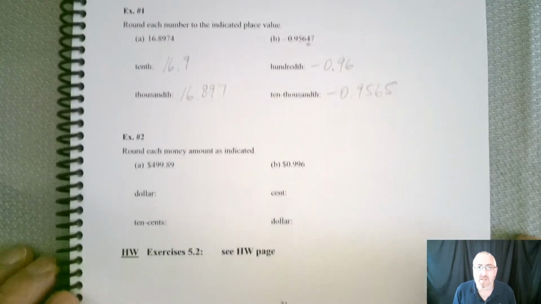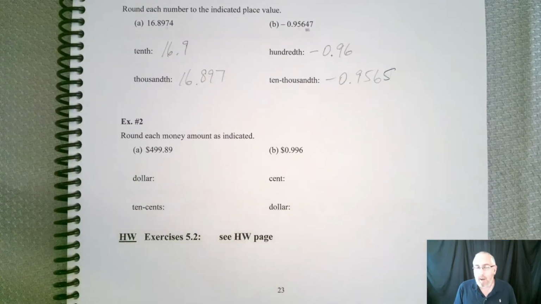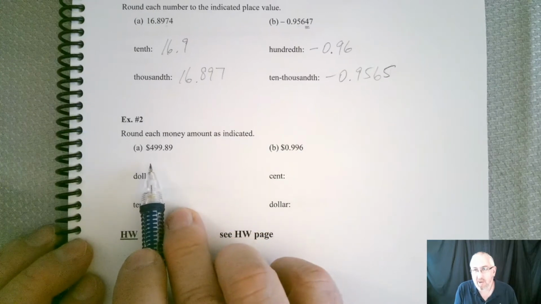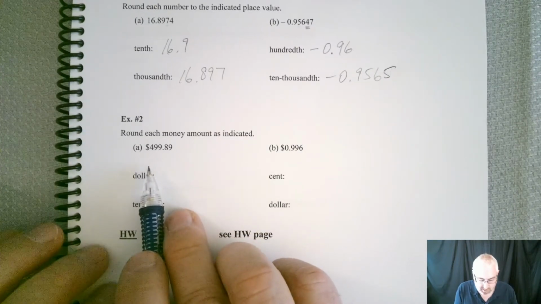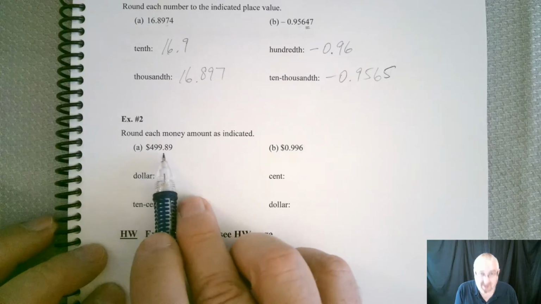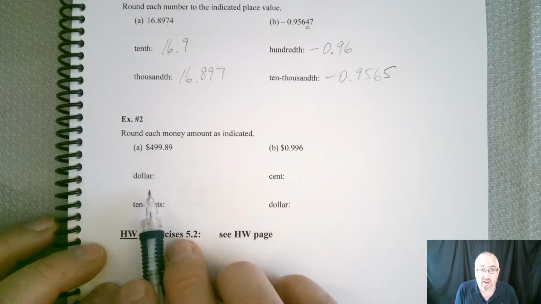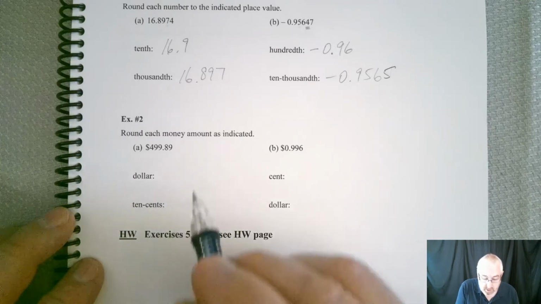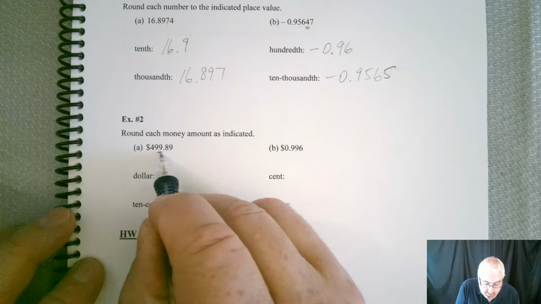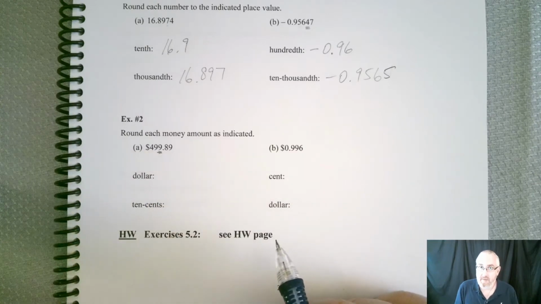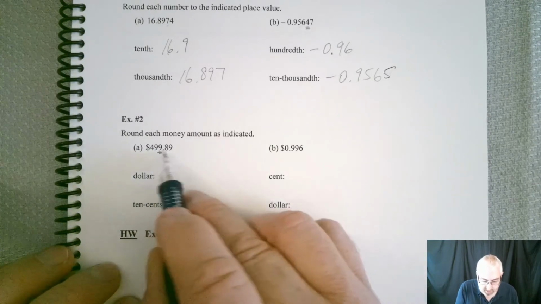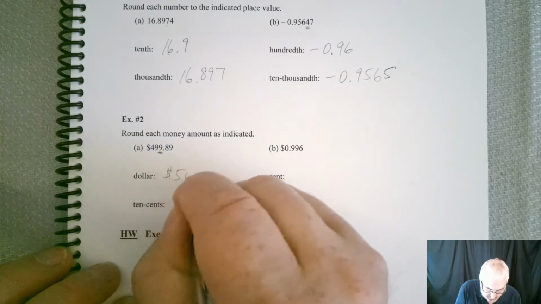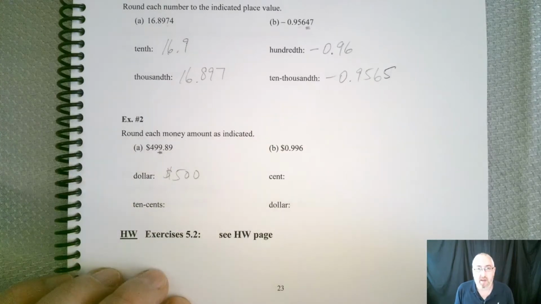Now, money, of course, is always a little bit different, but I think we can handle money as well. It's really the same thing. Just, we got a little bit of differences with the decimals in some cases. All right, so we got $499.89. So if we're rounding it to the nearest dollar, well, what would we round it to? So the nearest dollar would be this first place value to the left of the decimal point. So now the 8 says we want to round it up. So this would be 500 bucks.